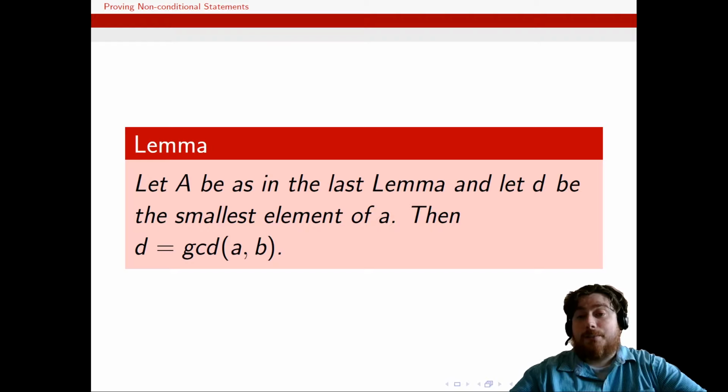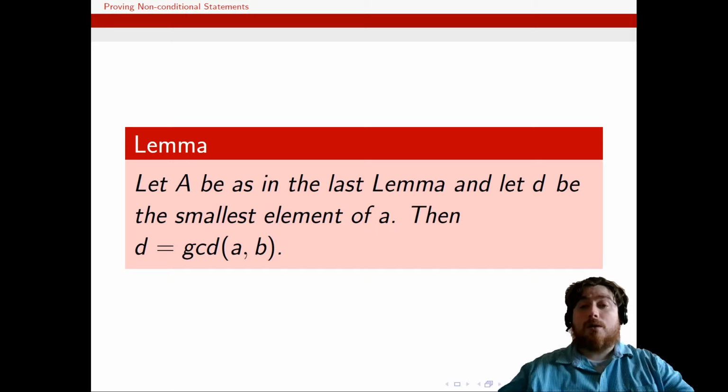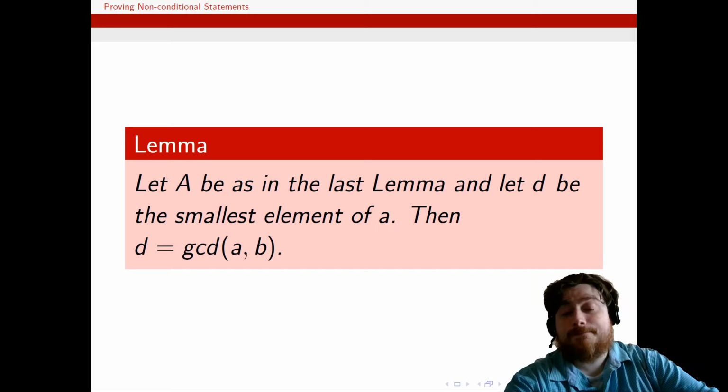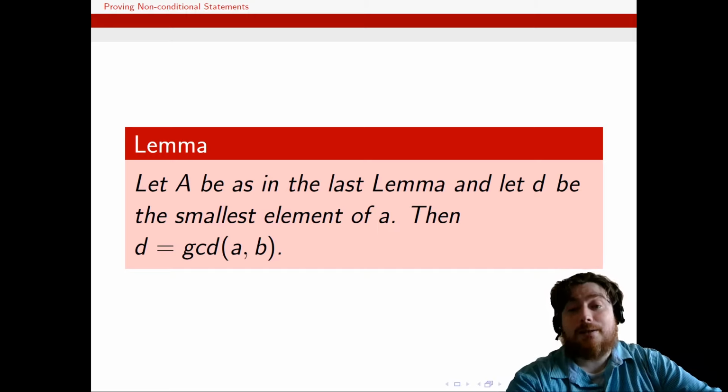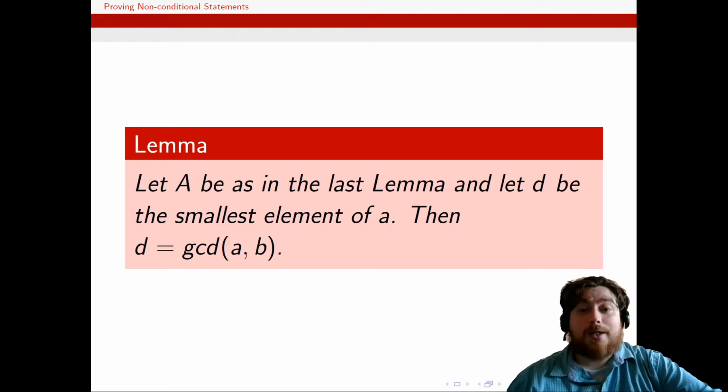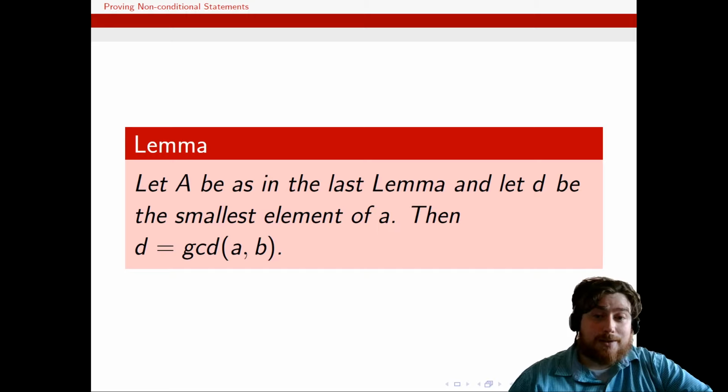Now, just so that we can keep track of where we're headed overall, if we can do that, that means that the greatest common divisor is indeed in A, so therefore it can be written as A times an integer plus B times an integer, which was the original theorem we're trying to show. So if I can show that the smallest element of that set is indeed equal to the greatest common divisor, then we have our theorem.